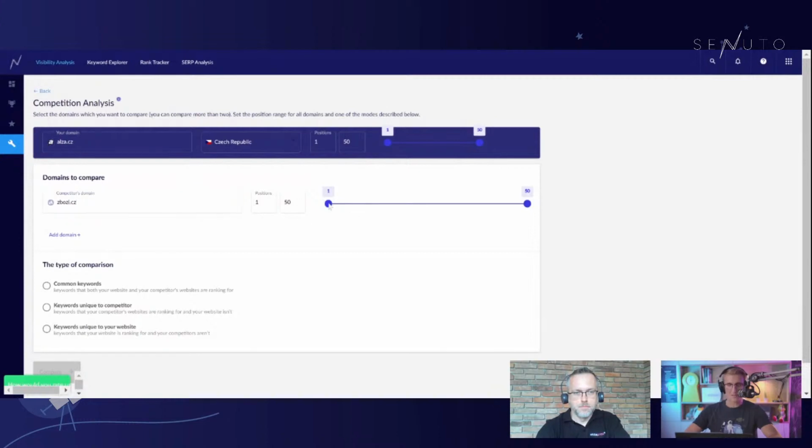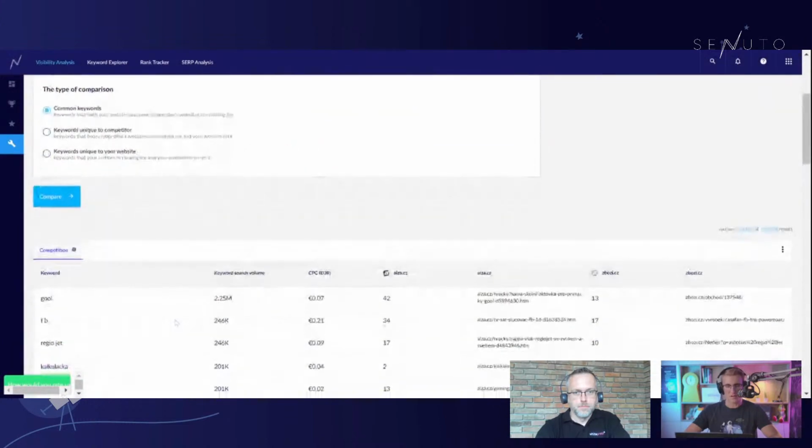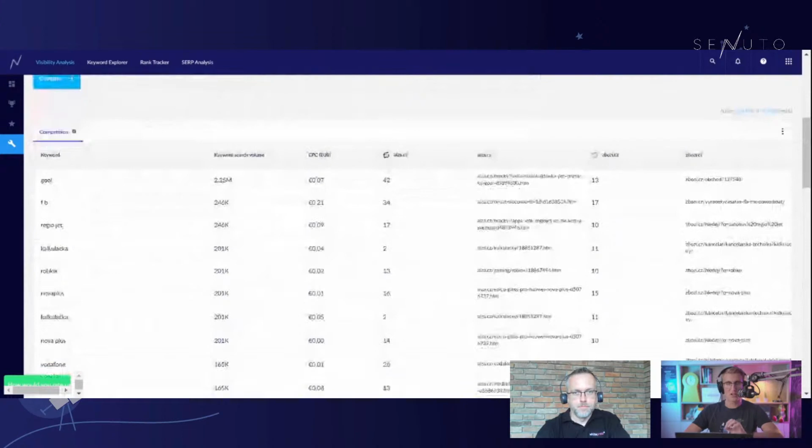And then, for example, we can use the position. So we can point the position for which we would like to see this analysis. Maybe not 1 to 10 because it will be easy. Let's say we will choose this middle stage from 10 to 20, for example, and we can point to common keywords. So we will know for which keywords we are competing and what kind of position they are winning. So just pointing at the first keyword, say gold.